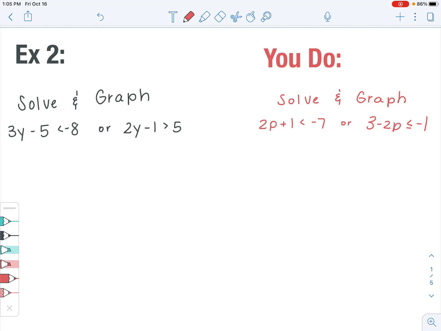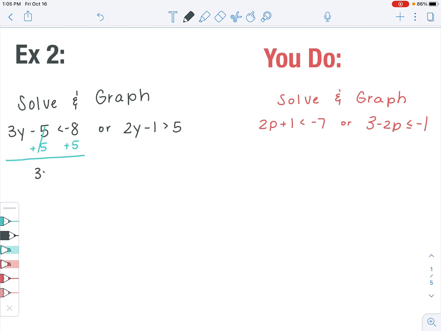So if I look at that first one, 3y minus 5 is less than -8. I need to get rid of the 5. So I'm going to add 5 to both sides. I'm pretty much just going to ignore the other piece, and I'm going to solve that once I'm done with this one. So I get rid of my 5s.